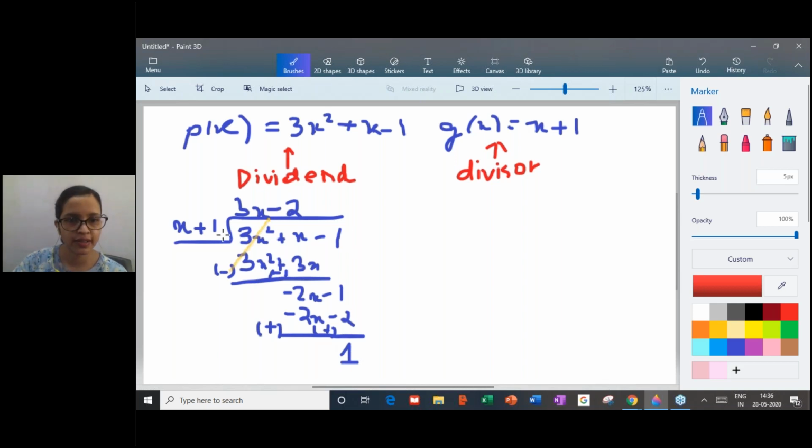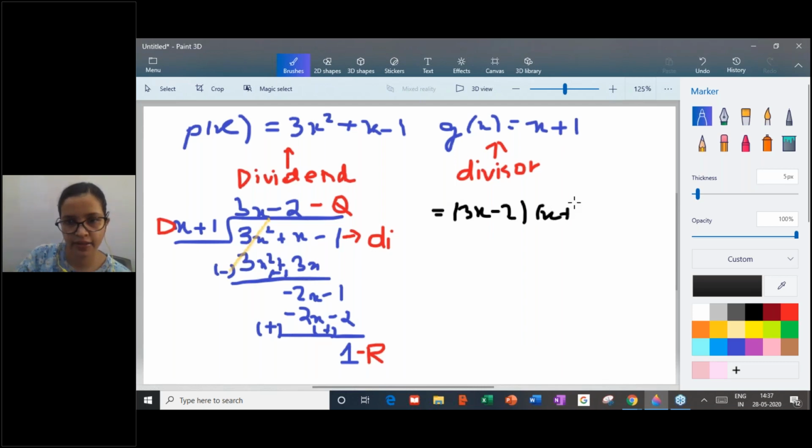Now you know this is the dividend, this is the divisor, this is the quotient q, and this is the remainder r. So now we divided the dividend by this divisor and we got this quotient. Now what happens if we multiply the quotient with the divisor, 3x minus 2 into x plus 1, and then add the remainder plus 1?